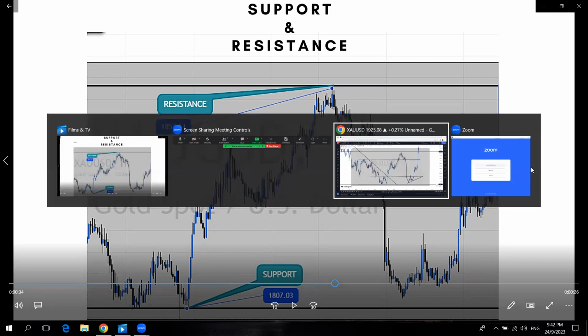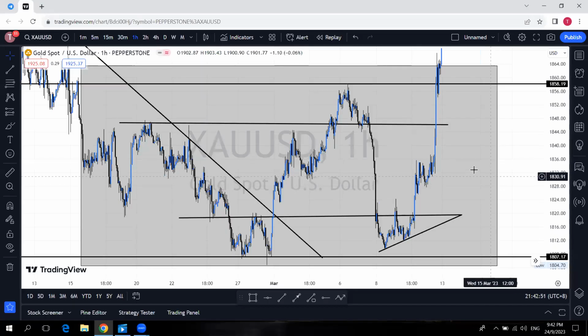Okay, so let me go to the chart. So this is the chart right here. And we're back. Okay, so this is the chart. This is the XAU USD, which is gold.